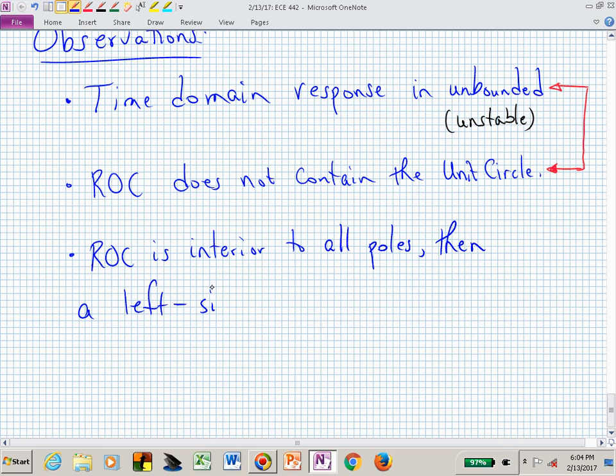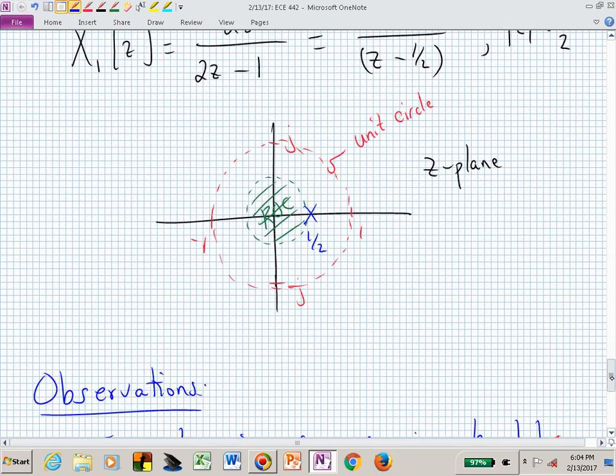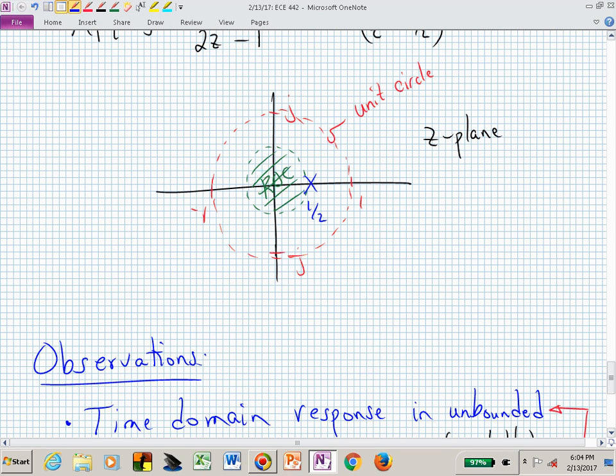And that allows us to conclude that we have a left-sided time sequence. Or x of n is not equal to 0 for n less than 0, and x of n is equal to 0 for non-negative n. That's what we mean by left-sided. The left-sided is because the region of convergence is interior to the pole. The bounded or unbounded behavior is because the unit circle is not contained within the region of convergence.